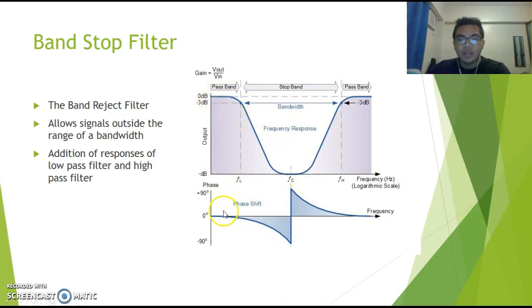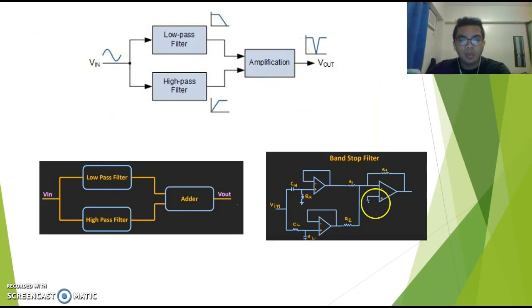And this is the phase shift of the band-stop filter. This will be the setup for the low-pass filter and a high-pass filter. So by adding an adder to the low-pass filter and high-pass filter, we can achieve an output expected to be a band-stop filter.